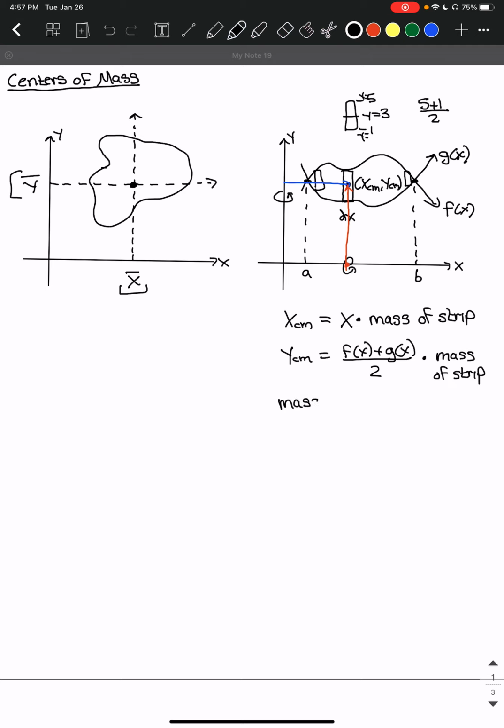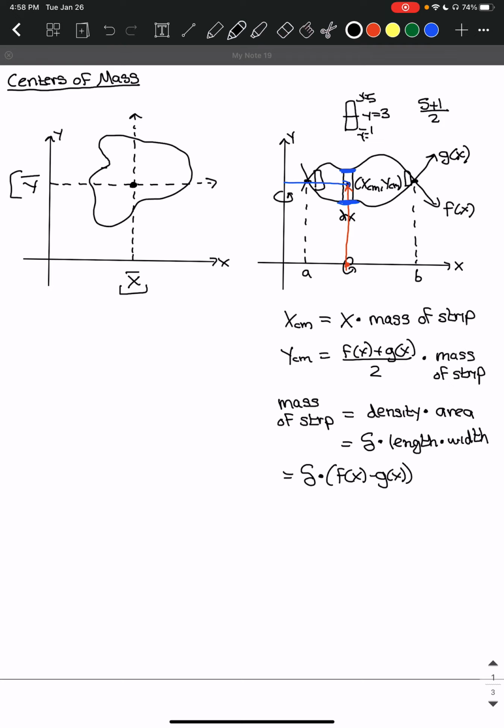So the mass of the strip is equal to the density times the area of the strip. The density we're going to denote as delta. The area is just the length times the width. And so we get delta. The length here is going to be the top function, f of x, minus the bottom function, g of x. So I have f of x minus g of x. And the width is going to be simply dx, right? Because that's what we denoted earlier as being this part of it.